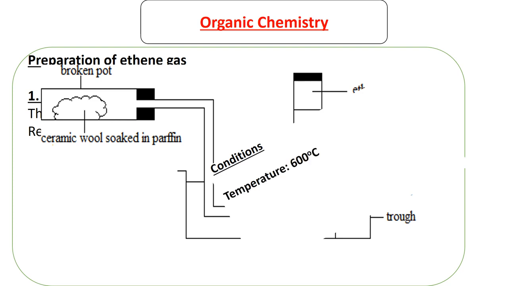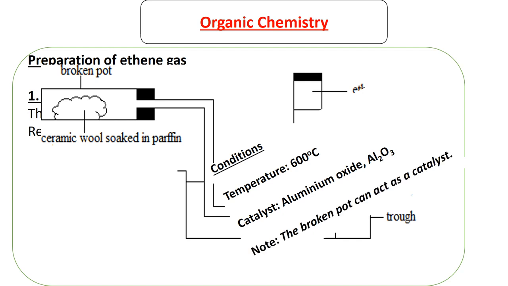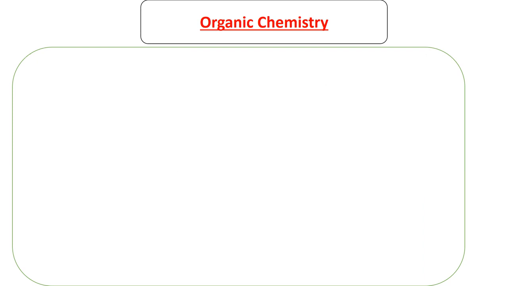So the conditions are the temperature should be 600 degrees Celsius. The catalyst, you can use aluminium oxide, Al2O3. Also, the broken pot can act as a catalyst.